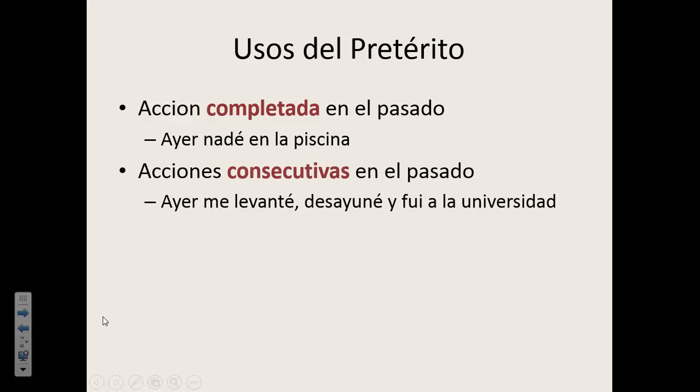Or also, we use the preterite for acciones consecutivas en el pasado, consecutive actions in the past. Ayer me levanté, desayuné y fui a la universidad. Yesterday I got up, I had breakfast, and I went to college, or to the university. So if it's three consecutive things that are done, over with, they don't repeat over and over, then we use the preterite tense.